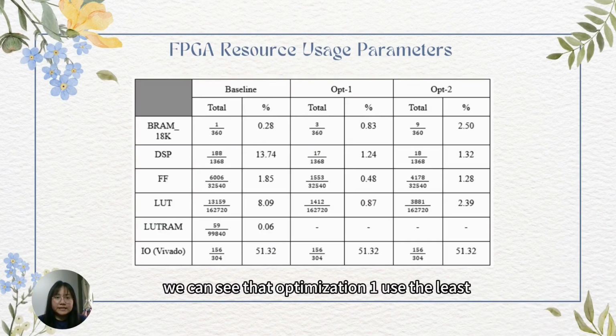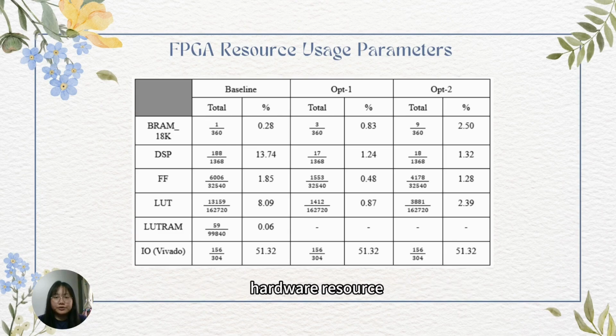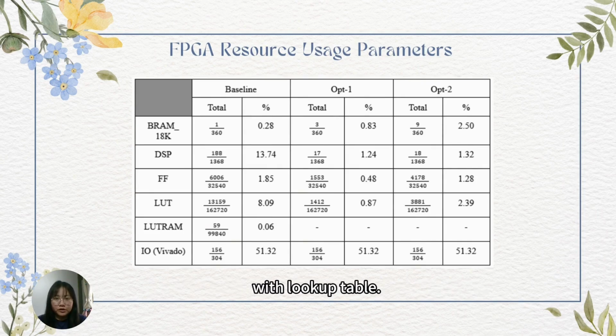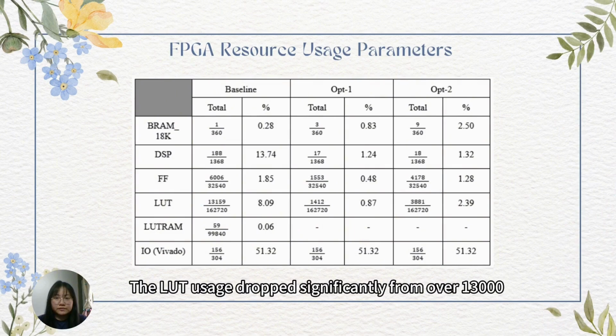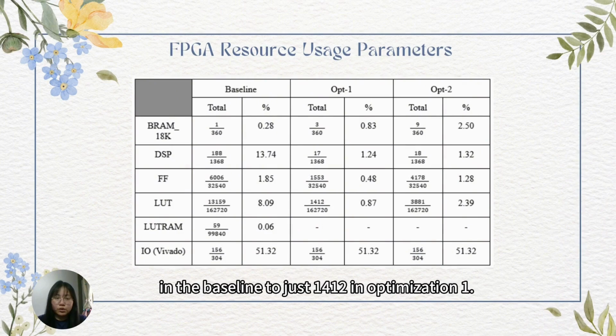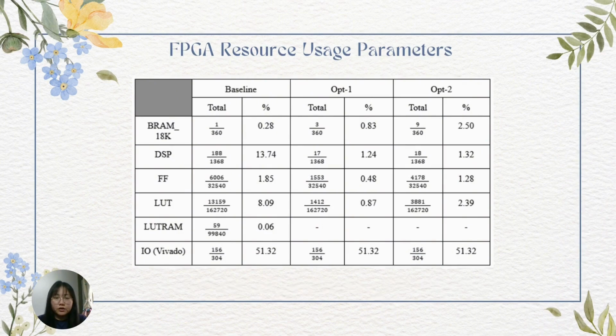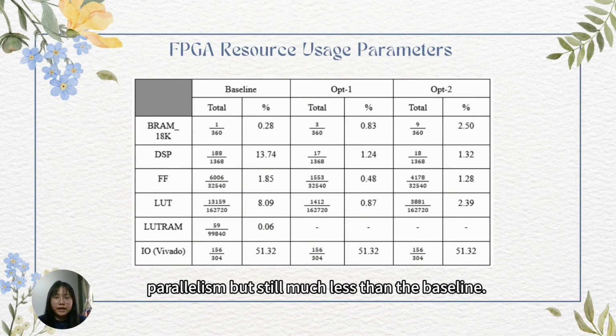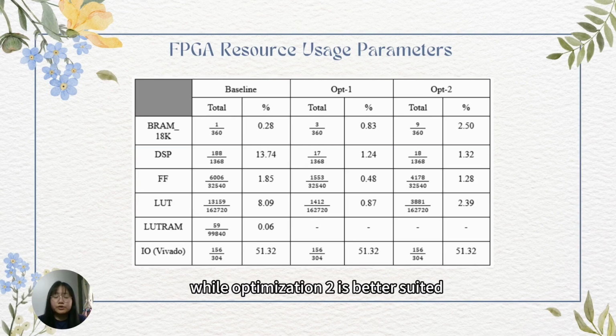From this table, we can see that optimization 1 used the least hardware resources, especially the DSP blocks and the flip-flops, because it replaces sine and cosine calculation with a lookup table. The LUT usage dropped significantly from over 13000 in the baseline to just 1412 in optimization 1. Optimization 2 used slightly more resources than optimization 1 due to added parallelism, but still much less than the baseline. This shows that optimization 1 is best for saving hardware, while optimization 2 is better suited for speed.